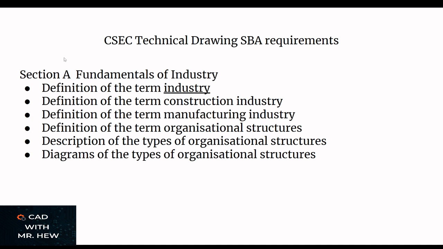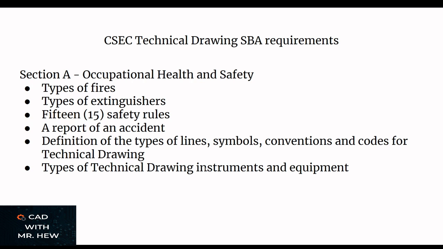So we're moving on now to the next slide. We're still in section A, and we are looking at the CSEC Technical Drawing SBA requirements. In this section, we are looking at occupational health and safety with respect to technical drawing or an industrial setting. This will be the title for this part of the SBA.